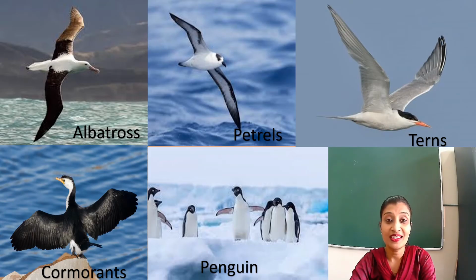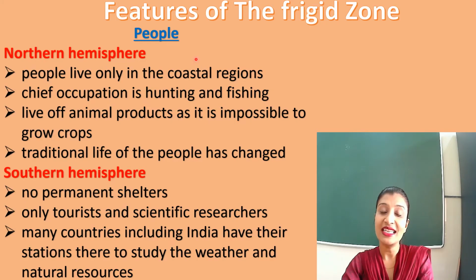Look at these pictures, children. These are the pictures of the birds in the southern hemisphere of the frigid zone. We are not familiar with these names, but try to remember these names: albatross, petrels, terns, cormorants and penguins. Penguins you must be knowing. Remember these names, okay? We will now study about the people living in the frigid zone.